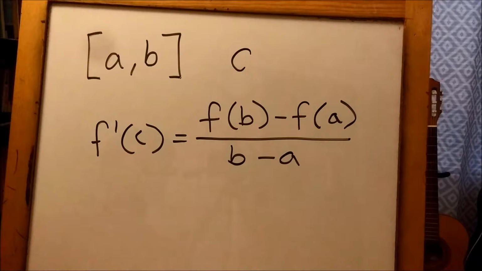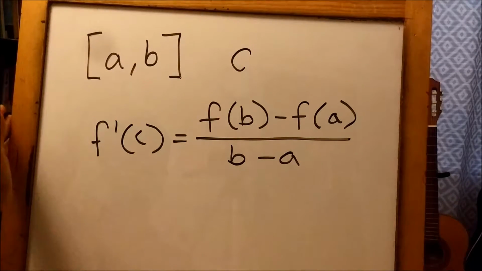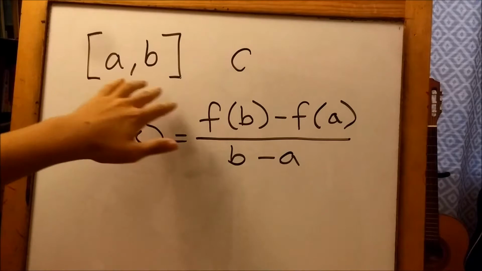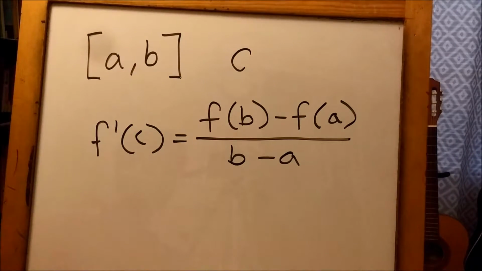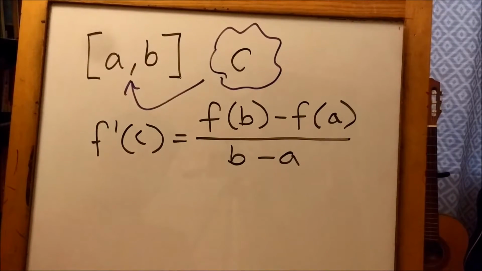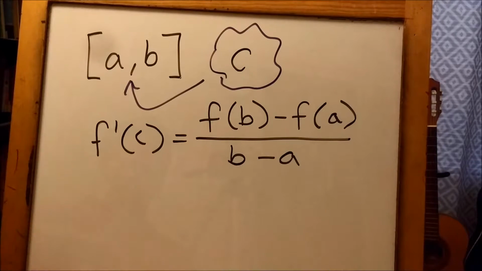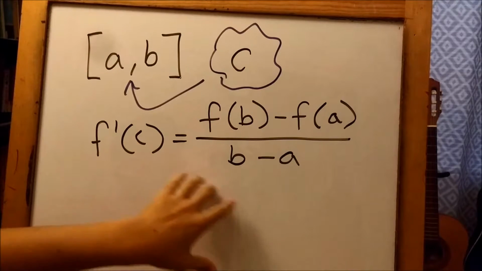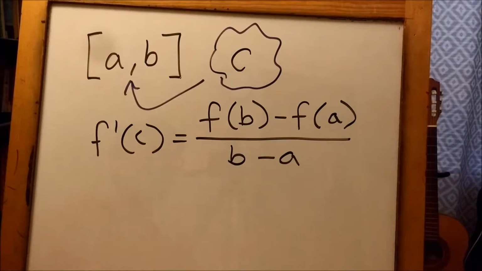So what the mean value theorem states is that if the function is defined on the closed interval [a, b], which pretty much means that it's defined from point A to point B, also including the points A and B, and the function is also continuous and differentiable, then there must be some point c in between A and B such that f prime of c, or the derivative at c, the instantaneous slope, equals the average slope of the function defined on [a, b].